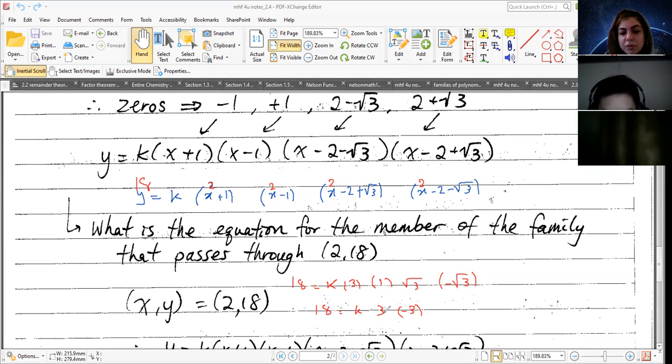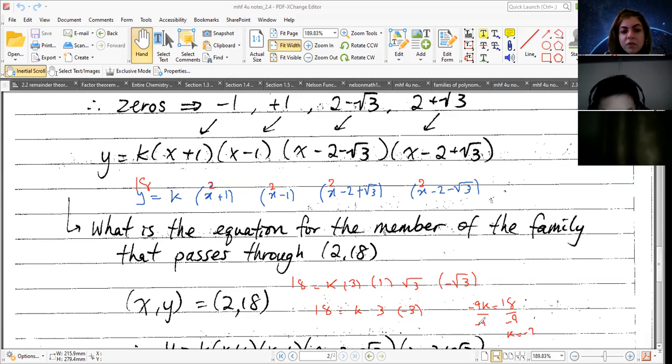3 multiplied by 3 is -9. So -9k is equal to 18. So divide both sides by -9. So k is equal to -2.